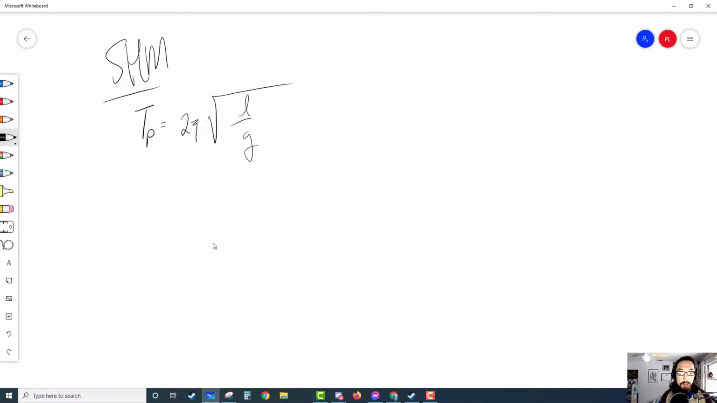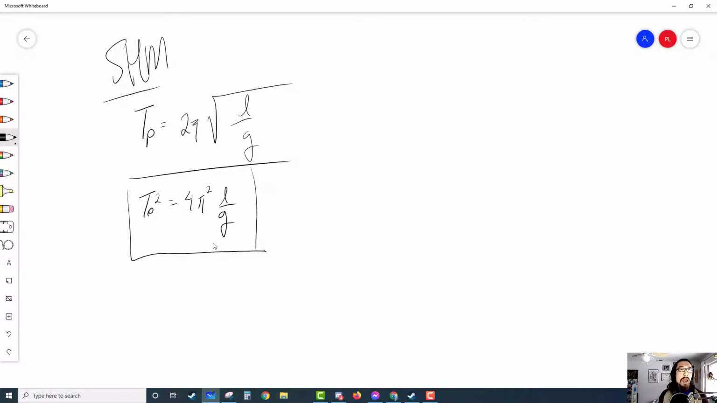Now I'm going to do a mathematical little trick here with this equation. This is the equation that you'll see on the equation sheet, but to help my mind at least, I like to square everything. So I get period squared is equal to 2 pi squared, so that becomes 4 pi squared, and then we have L divided by G. The reason why I like to do this is so that I can see the relationships a little bit more clear.